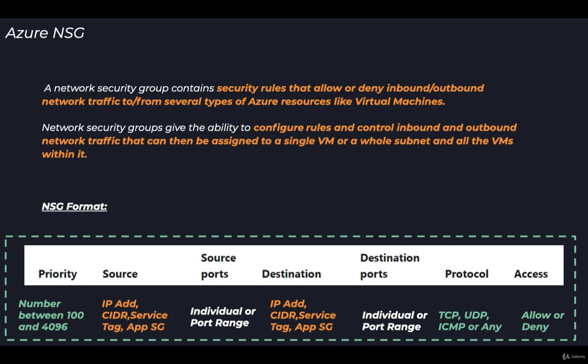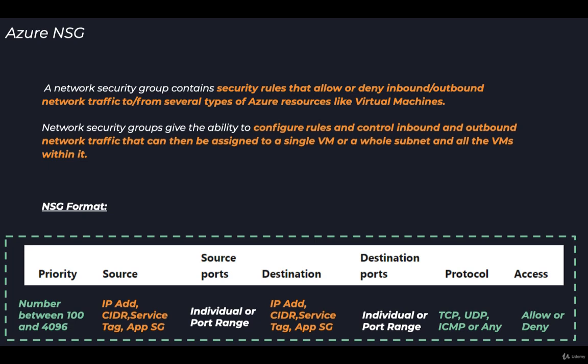So let's say there are two rules, 101 and 102. In 101, you are denying a traffic, but in 102, you are allowing a traffic for the same protocols. In that case, the rule with the lower number, the higher priority, will be processed. So make sure that you plan prior to creating the rules what priority and what protocols you want to allow.